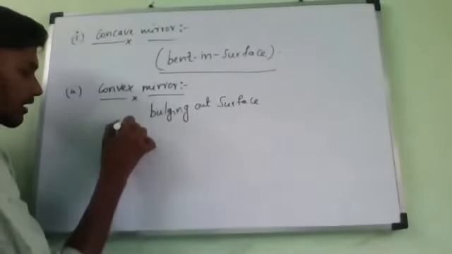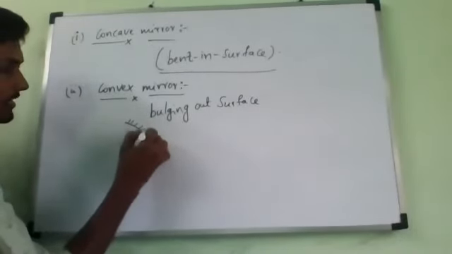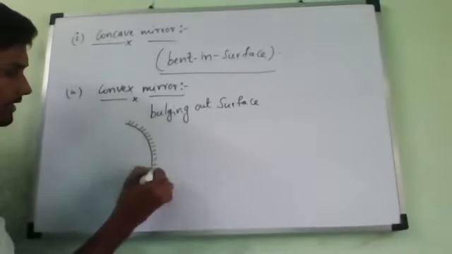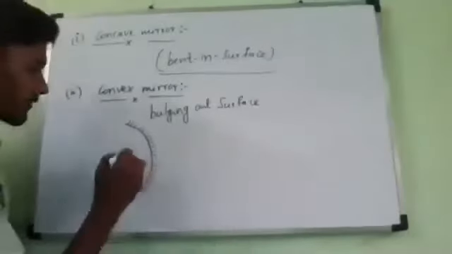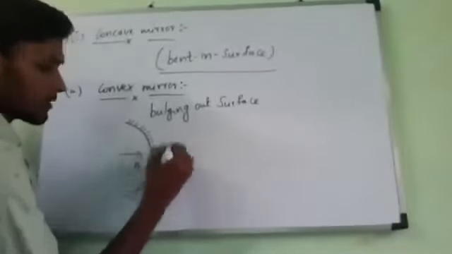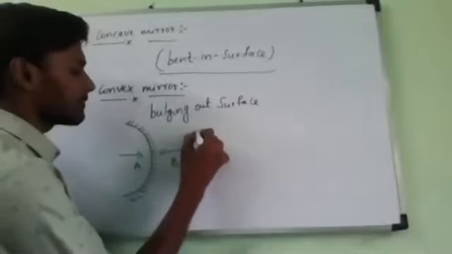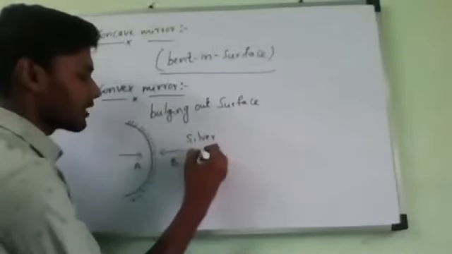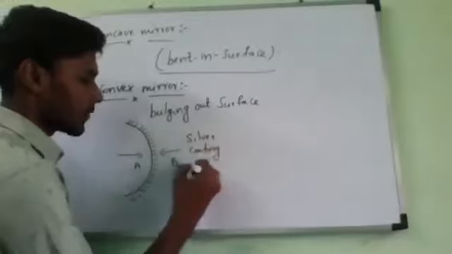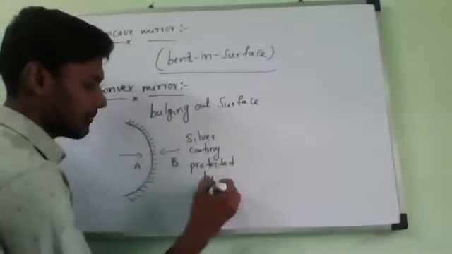First, concave. So concave means what? The outer surface is a non-reflecting surface, and the inner surface is a polished surface. So you can write this is A and this is B. This is a silver coating protected by paint.